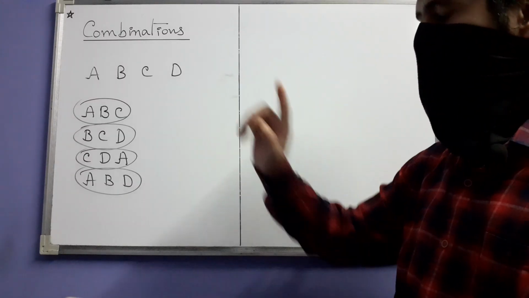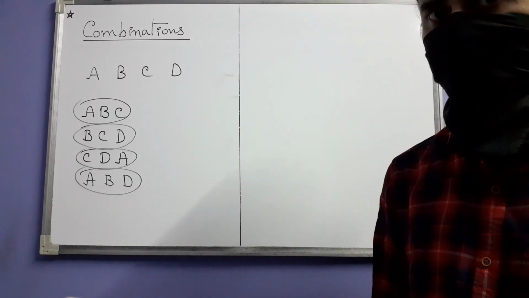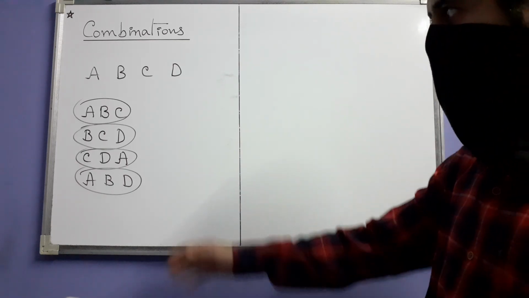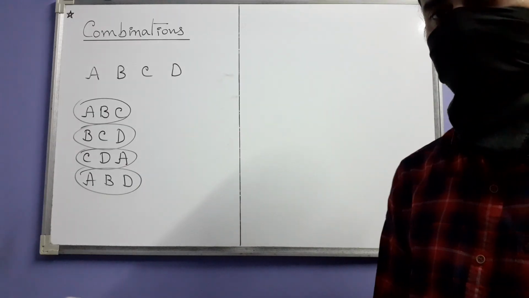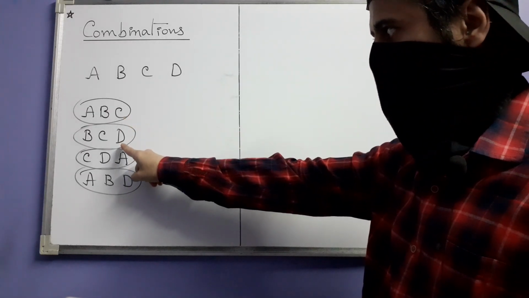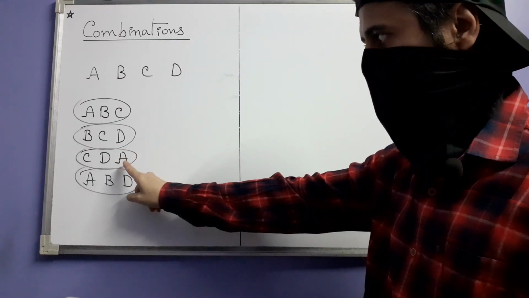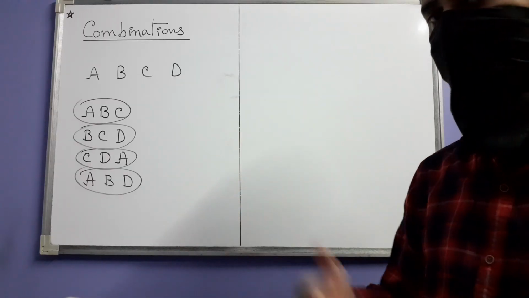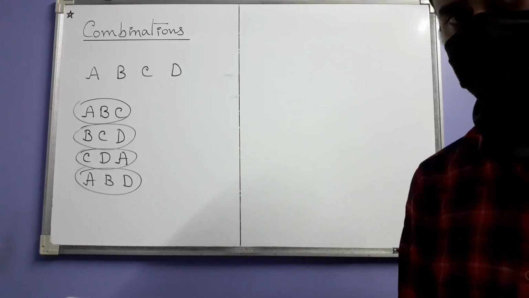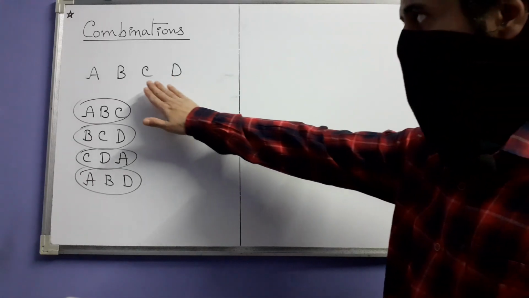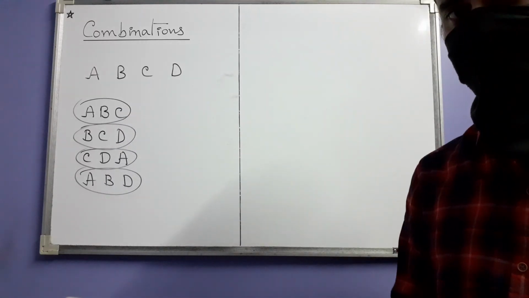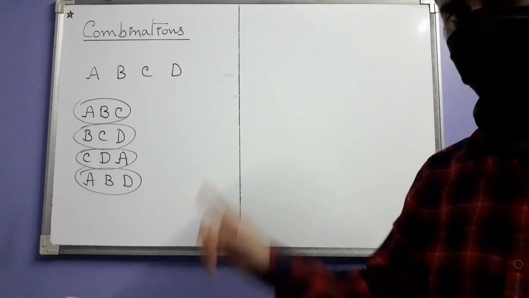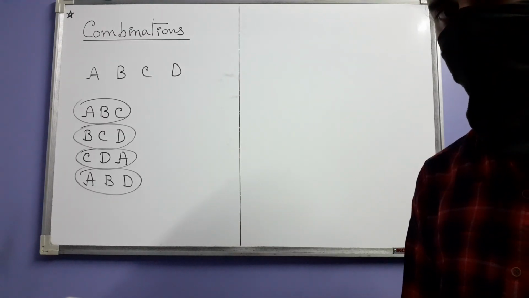Say we have 4 distinct objects A, B, C and D, and we want to form groups using them taking 3 at a time. These 4 groups can be formed. This one has A, B and C, this one has B, C and D, then C, D and A, and A, B and D. However, how do we get the number 4? How do we calculate it? We know how to arrange 4 objects taking 3 at a time. The number of permutations we know. From there we have to figure out this number, just like the previous example.